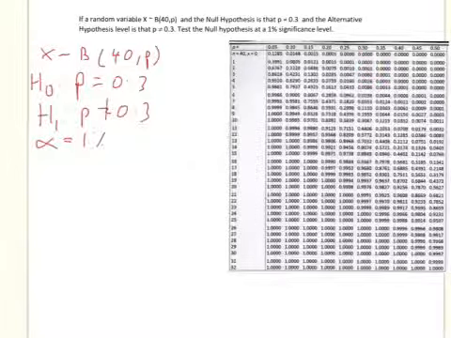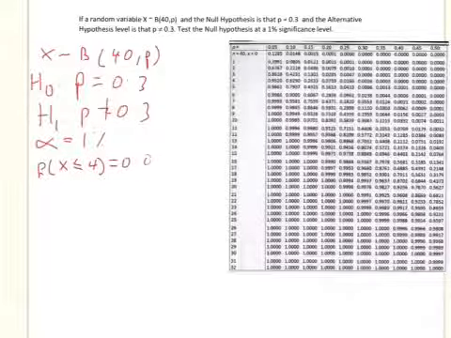4 we've got 0.0026, and at 5 we've got 0.0086. So we're looking for the probability to be less than 0.005. So 5 is too big, so 4 is going to be the critical value. So the probability that x is less than or equal to 4 is 0.0026.